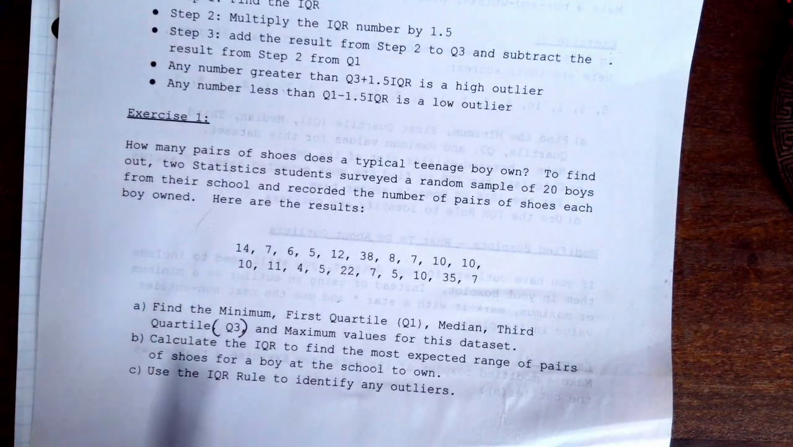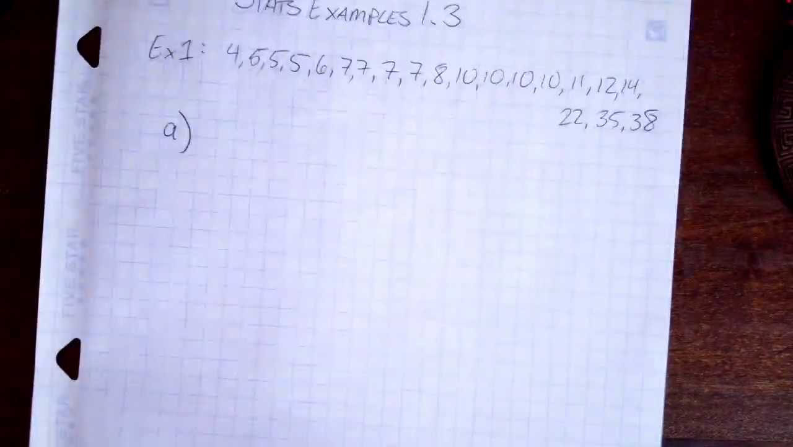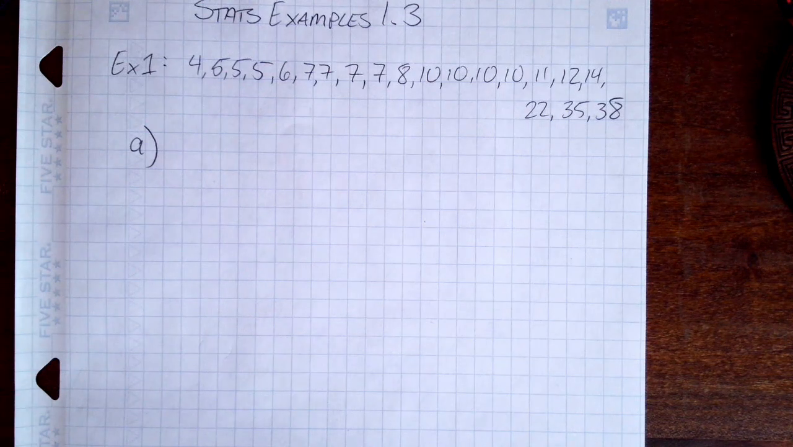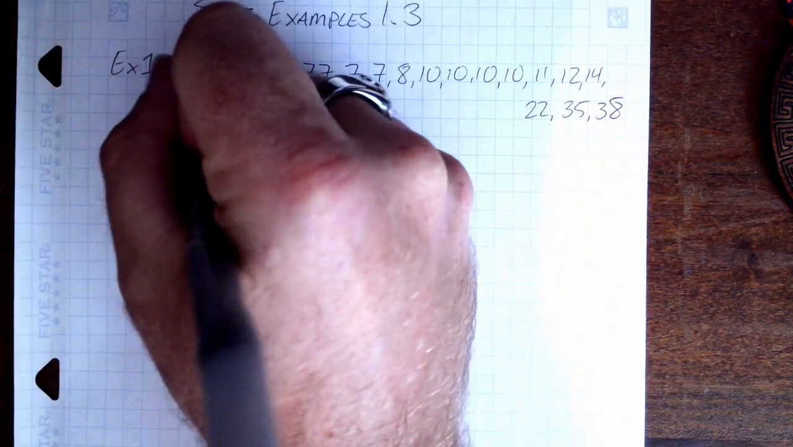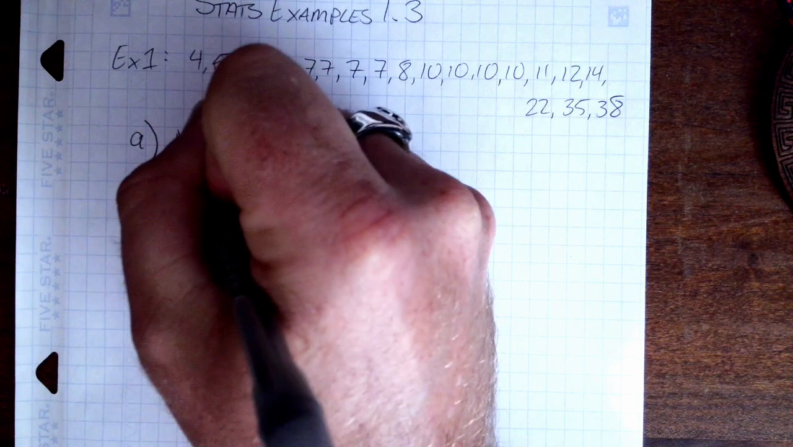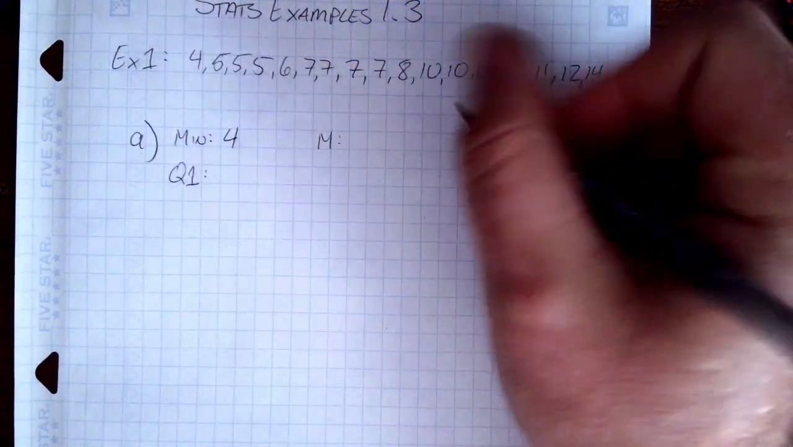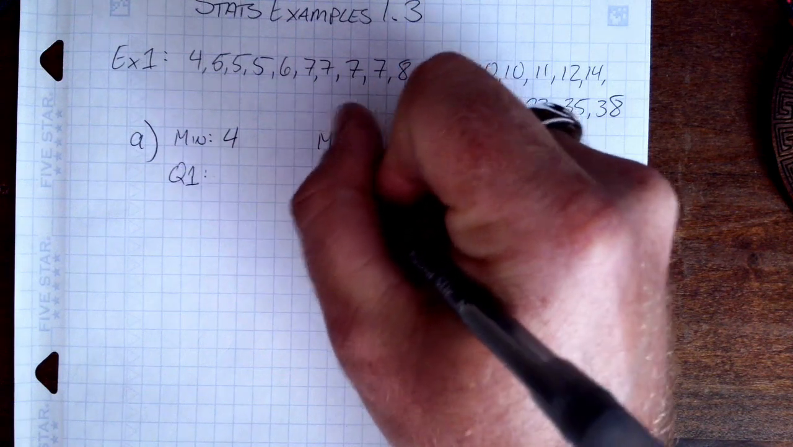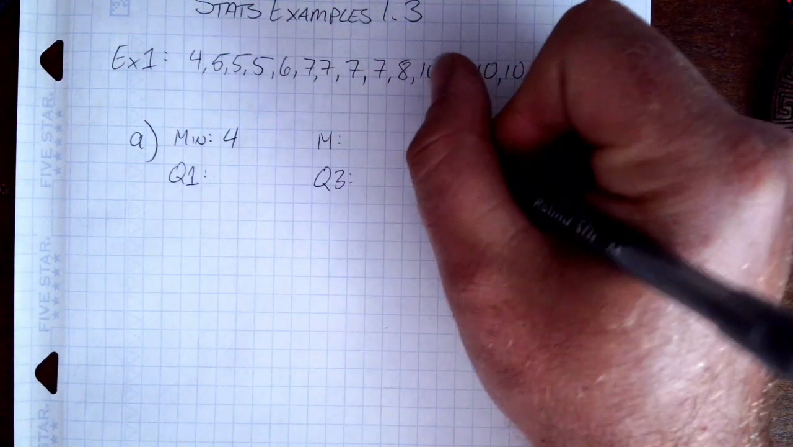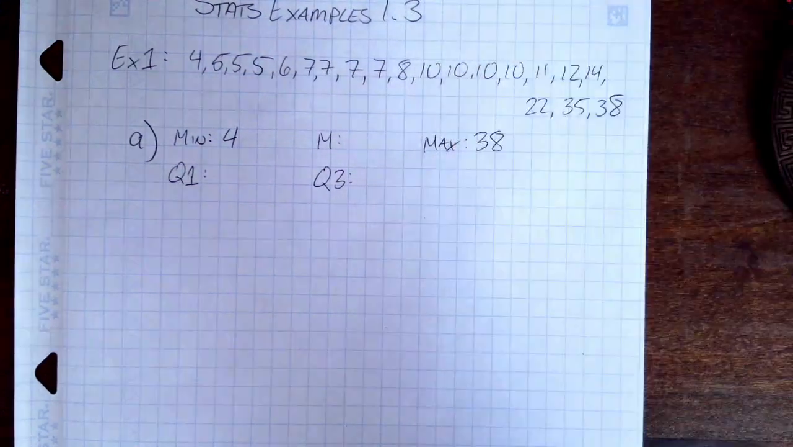So first thing we need to do is put all of these numbers in order from least to greatest, and to save us a little bit of time in the video, I have pre-done that. So putting in from least to greatest, I can see that my minimum value, my smallest number of pairs of shoes recorded, was 4. Q1 we'll get in a moment. Our median we'll get in a moment. Q3 we'll get in a moment. But our maximum, our biggest number, was 38. That is relatively easy to see.